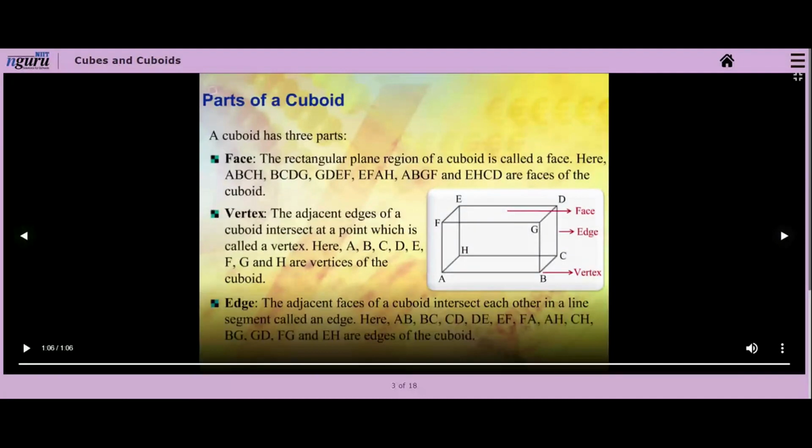Do you know Euler's formula connecting faces, vertices, and edges? Yes, ma'am. What is that formula? F plus V equals E plus 2. Yes.